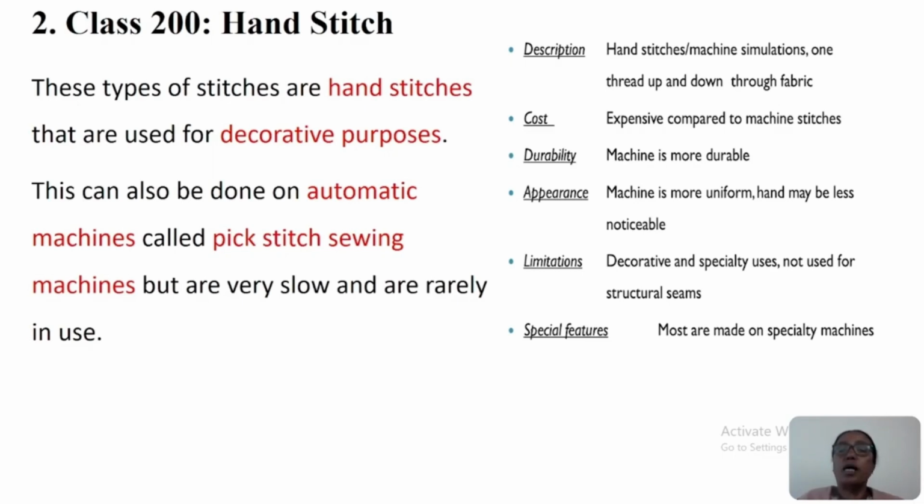Stitch description: hand stitch machine simulations, one thread up and down through the fabric, only one thread up and down. Cost: expensive compared to machine stitch because this is a hand stitch. Durability: machine, not durable. Appearance: machine is more uniform, hand may be less noticeable. Limitation: decorative and special uses, not used for structural shapes. A special feature: most are made on specialty machines.